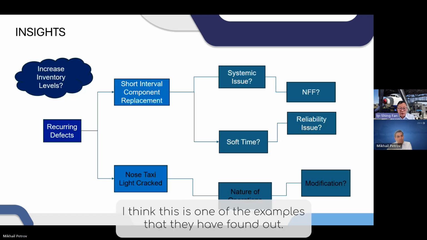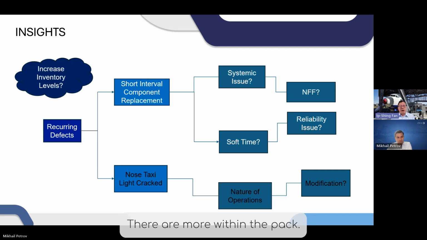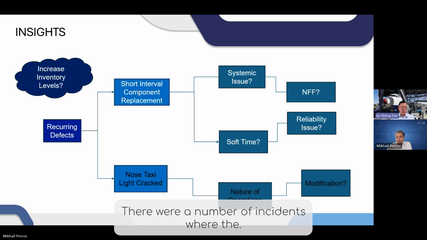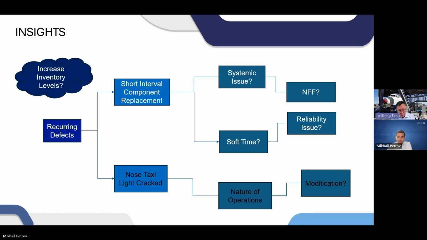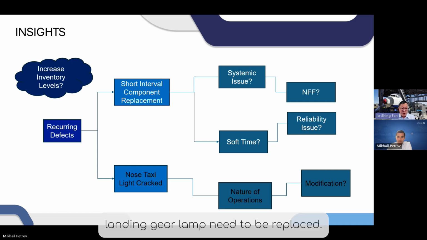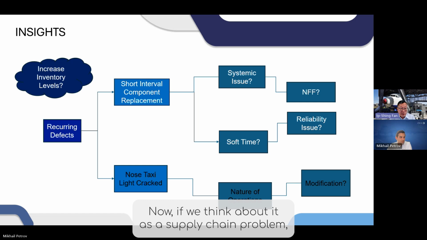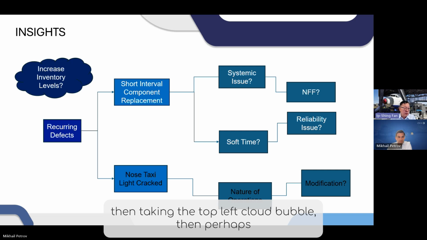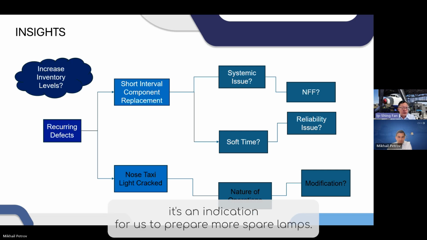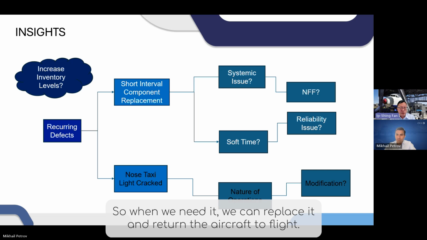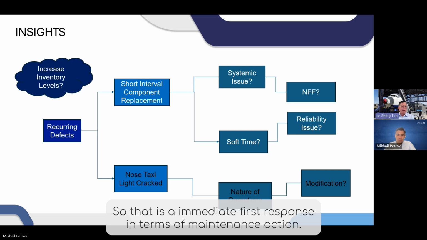Absolutely. I think this is one of the examples that they found, and there are more within the pack. The example that we bring out is that in the records, there were a number of incidents where the nose landing gear lamp needed to be replaced. Now, if we think about it as a supply chain problem, then taking the top left cloud bubble, perhaps it is an indication for us to prepare more spare lamps, so when we need it, we can replace it and return the aircraft to flight. That is an immediate first response in terms of maintenance action.